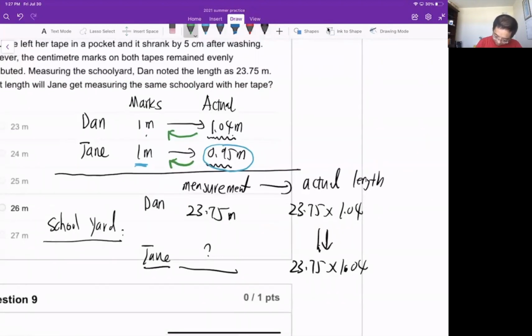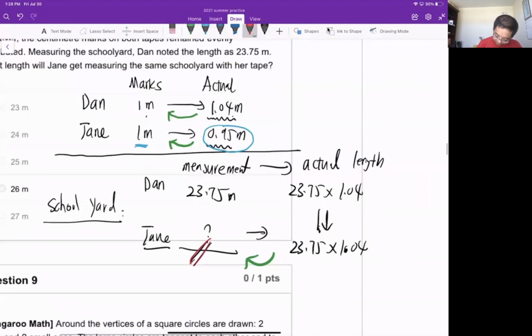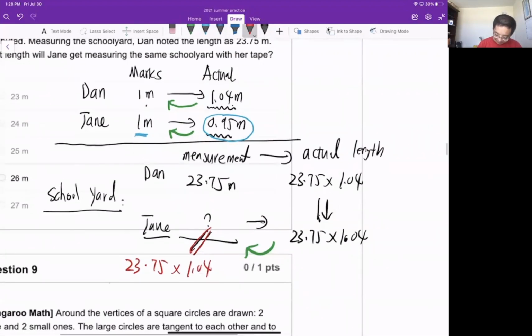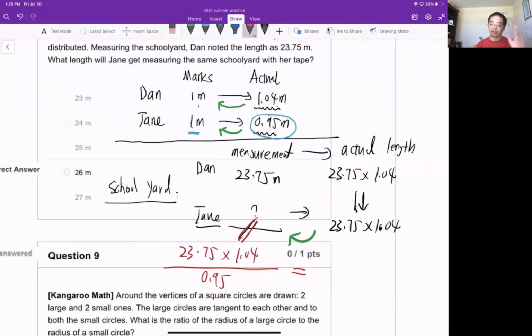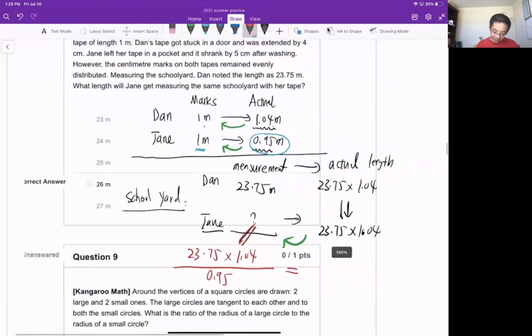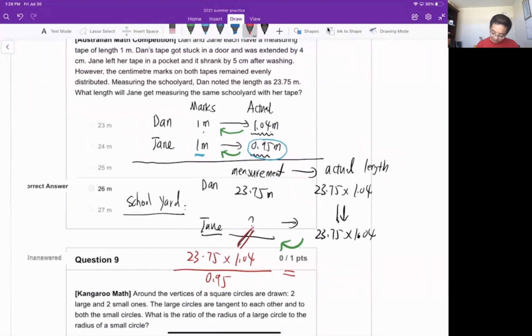So from here, we just go back. What you should have is this one equal to 23.75 times 1.04, which is the actual length, divided by 0.95. And this will be the reading, the outcome if we use Jane's measuring tape, and the answer is 26 meters.